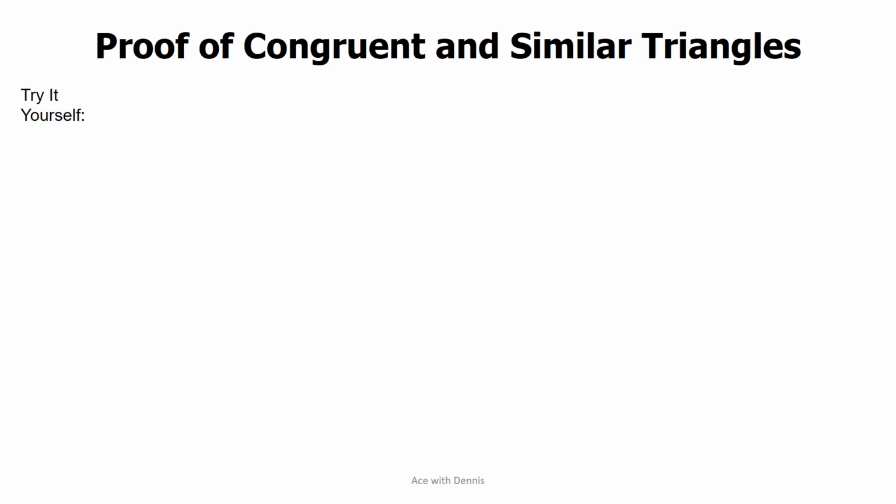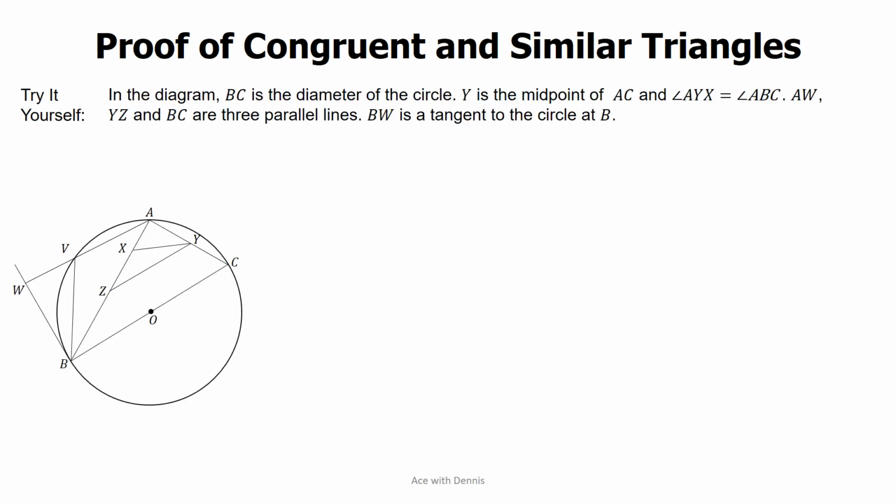Now, you can try this similar example yourself. In the diagram, BC is the diameter of the circle. Y is the midpoint of AC and angle AYX equals angle ABC. AW, YZ, and BC are 3 parallel lines. BW is tangent to the circle at B.